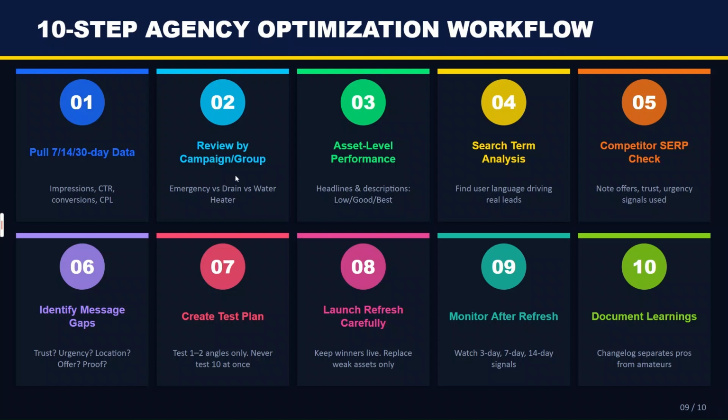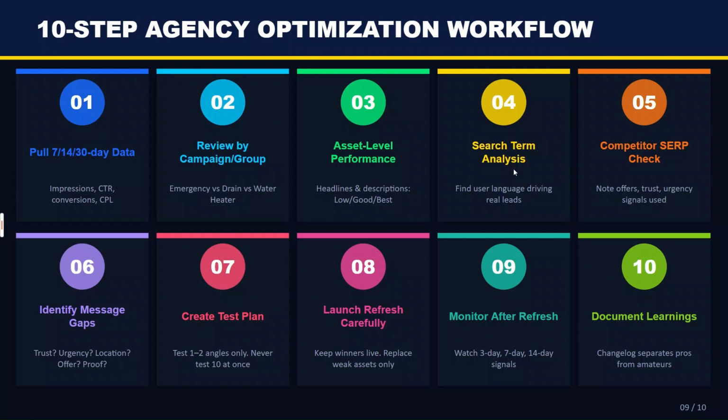Step two is review each campaign and ad group. Emergency plumbing is different from drain cleaning, so each service needs different copy. Step three is asset level performance. Open the asset report inside Google Ads and look at each headline and description. Which ones are labeled Low, Good, or Best? Step four is search term analysis. Look at what people actually typed to find you.